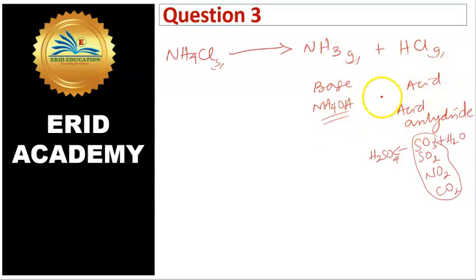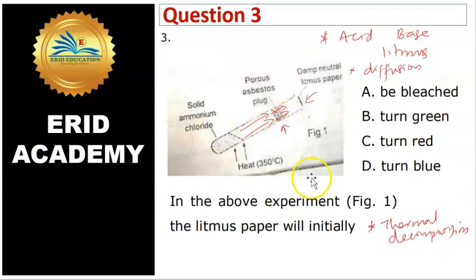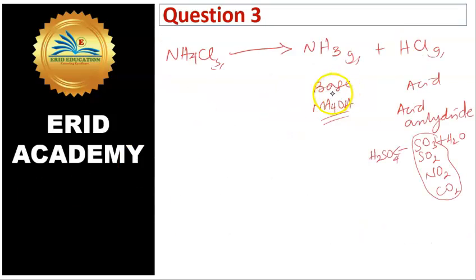Now, how do we apply this knowledge to solve this particular problem? If you get back here, the question is not just about whether the litmus paper will turn green or red. The focus is that the litmus paper will initially, this is the key word here, turn what? So the first gas to diffuse to the damp litmus paper will form a particular color with the litmus. Here we need to consider the two gases diffusing. Which one is the lighter gas? The lighter of the two gases will be the one to react first with the litmus paper.